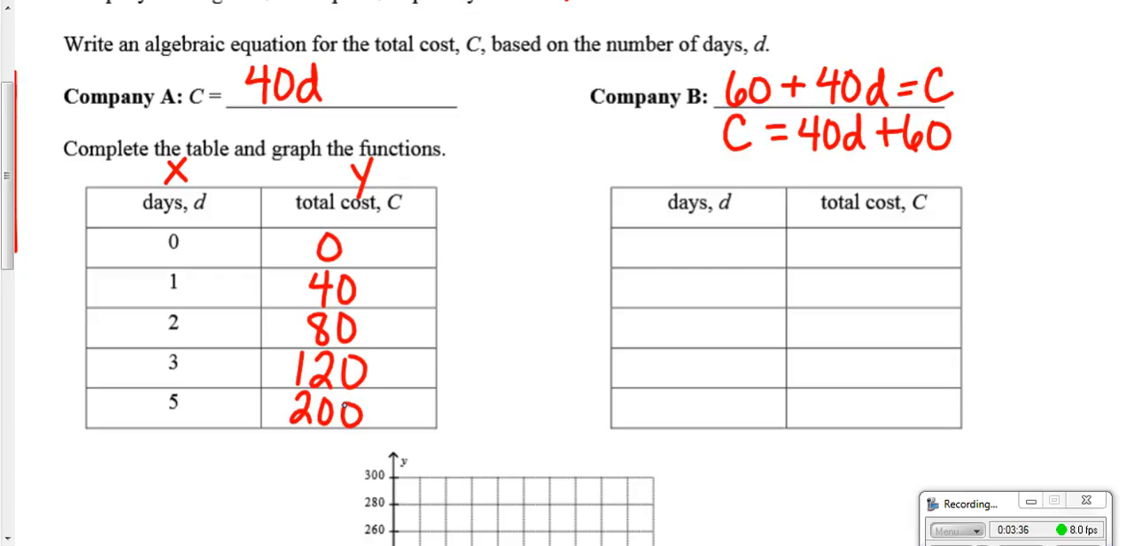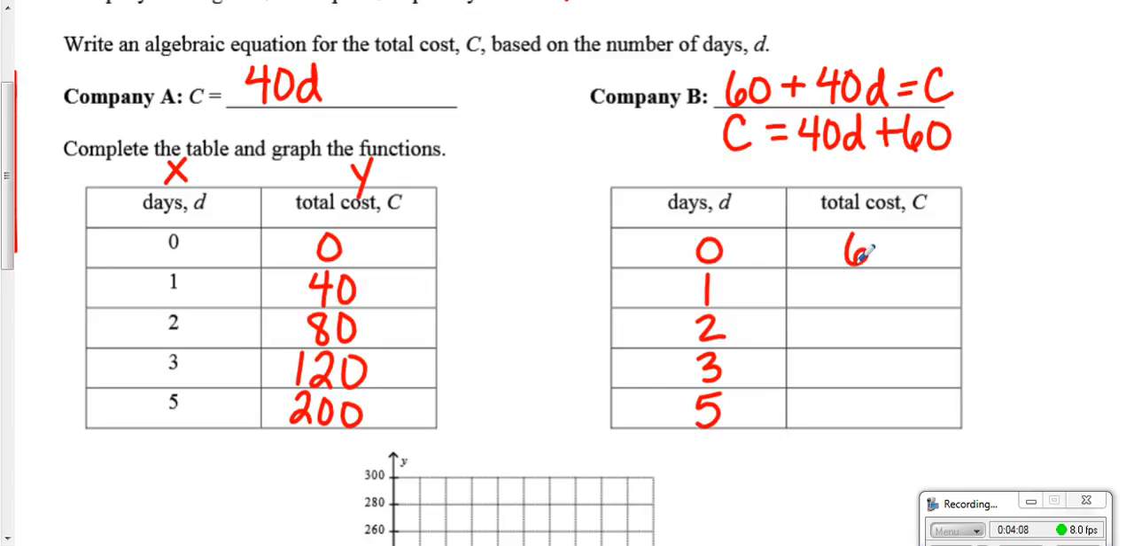Now if I take a look at the table for company B, I see I'm missing my D values. So to have a good comparison, because a lot of times we do compare functions and this is one of those cases, I'm going to use the exact same D values that are given to me in the first table. So I'm going to go ahead and recopy 0, 1, 2, 3, 5. Okay, and now we're going to do the same thing. I'm going to substitute 0 in for D and simplify. So 0 times 40 is 0 plus 60.